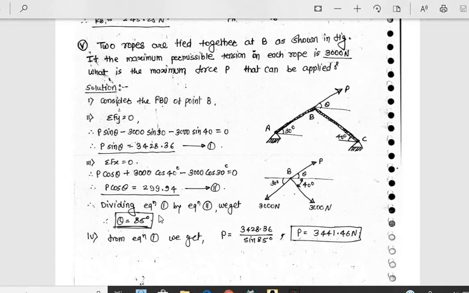You solve that and calculate this. P sin theta upon P cos theta becomes tan theta, and 3428.36 divided by 299.94 you will get some value, and theta is equal to tan inverse of that answer. You will get theta as 84.99, or 85 degrees. After getting theta, put this value of theta in either equation 1 or 2 to get the value of P. Putting it in equation 1, you get P equal to 3428.36 divided by sin 85. So your P is 3441.46 Newton. So this is problem number 5.